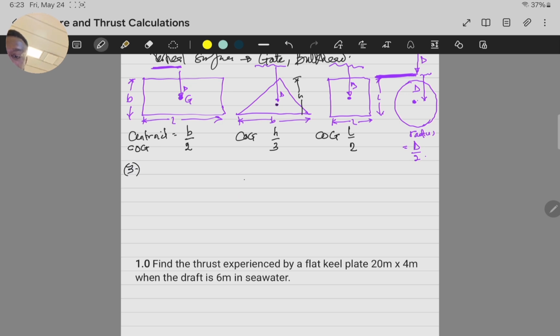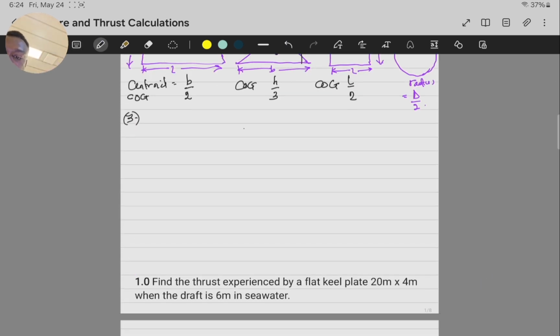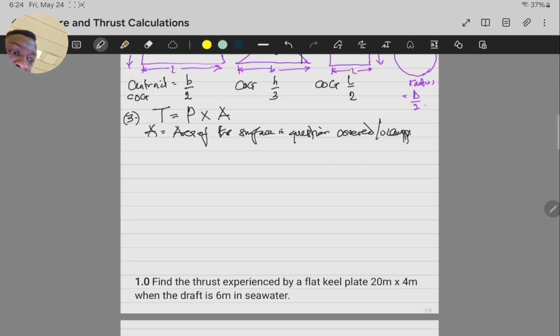Now the third thing I would like to point out in solving questions is, we said thrust is pressure times the area. Again, area is the area of the surface in question, covered or occupied by the fluid, which is water.